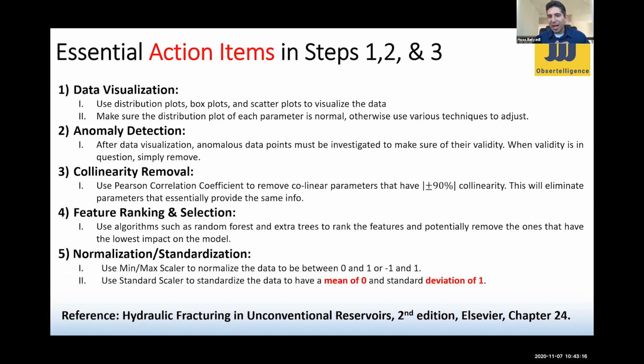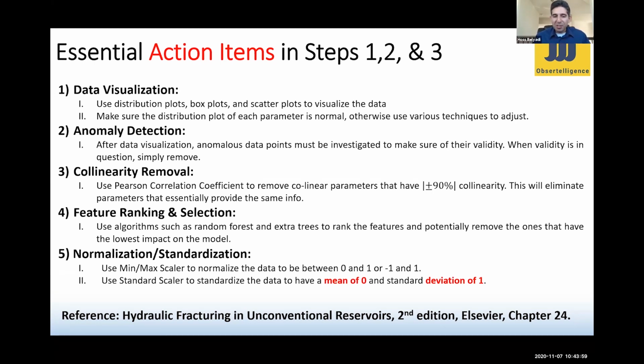Or let's just say you're doing a completions analysis and all your data falls within your completions design range for proppant per foot, which ranges from 1,000 pounds of sand per foot to 3,000 pounds per foot. Oops, I have one data point that is way outside and it says 10,000 pounds per foot. Has anybody even pumped this much sand before per foot? It's probably a typo or something that was erroneously entered. So make sure, always, always, always, before you do any type of machine learning analysis, to visualize the data to make sure everything is good.